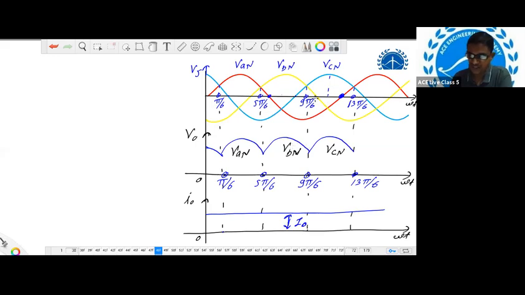Similarly for VCN, that is for 9 pi by 6 to 13 pi by 6. 13 pi by 6 means 2 pi plus 30 degrees, and 2 pi means one complete cycle of the supply. So in the output we get this type of waveform. This point is like alpha equal to 0 degree for a thyristor. The difference between the diode rectifier and the thyristor rectifier is that if we keep alpha equal to 0 degree for a thyristor rectifier, we get a waveform similar to that of a diode rectifier. Next, if the load is an RL load, we'll get a constant output waveform.